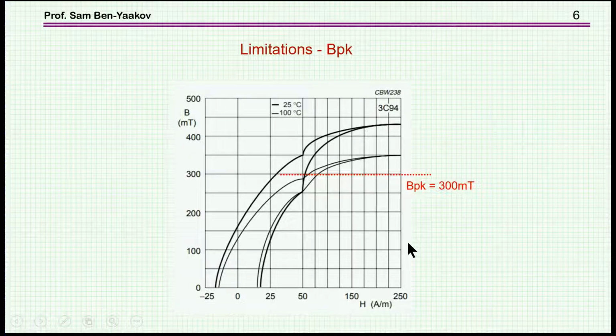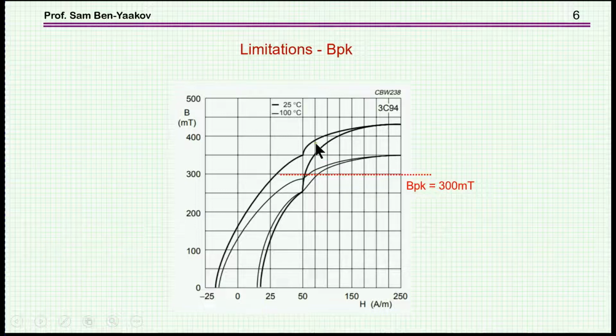Now, when it comes to the peak of the magnetic flux density, we look at the hysteresis curves, which are provided, of course, for each material, and we have to decide up to what level we would like to go, really the peak value of the magnetic flux density.